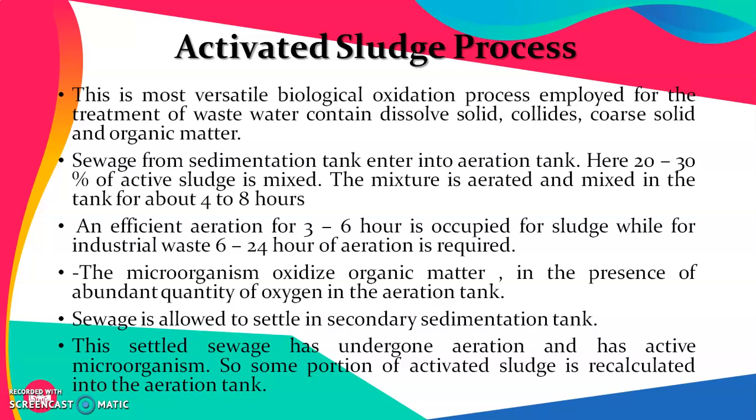An efficient aeration for 3 to 6 hours is used for sludge, while for industrial waste the time is higher, because it generally has a very high oxygen demand as compared to municipal wastewater, which needs 6 to 24 hours of aeration. The microorganisms oxidize organic matter in the presence of the abundant oxygen available in the aeration tank.